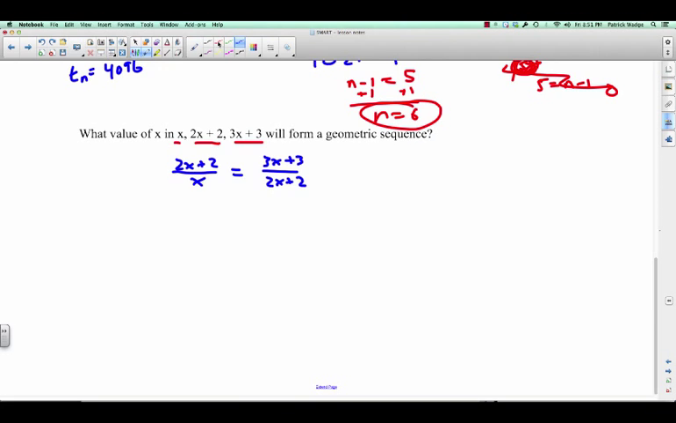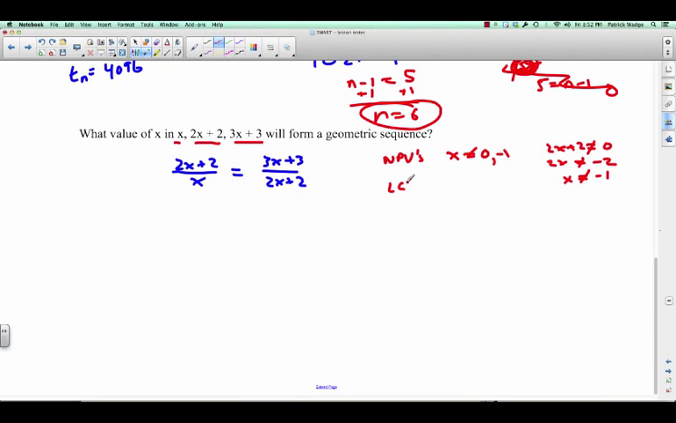Hey, what do you know? We're way back to chapter 1 when we're solving rational equations. How do we do this? Well, we have to look for our non-permissible values. The non-permissible value here is just 0. X cannot equal 0. Also, 2x plus 2 is not allowed to equal 0. So if I solve that, I subtract 2 from both sides and get that 2x cannot equal negative 2, and then I divide by 2 on both sides and get that x cannot equal negative 1. So our non-permissible values are 0 and negative 1.